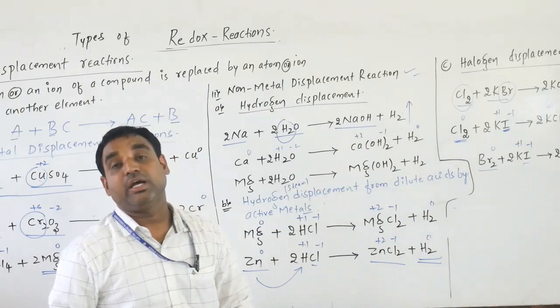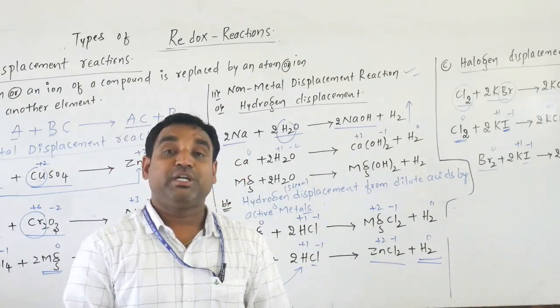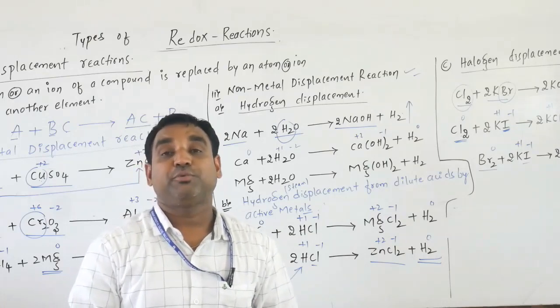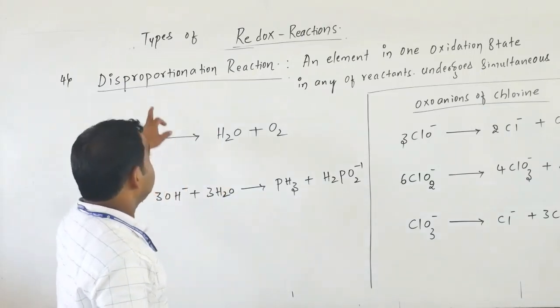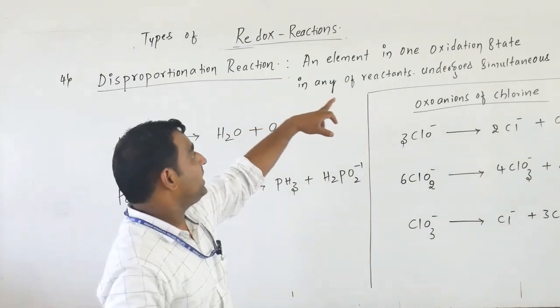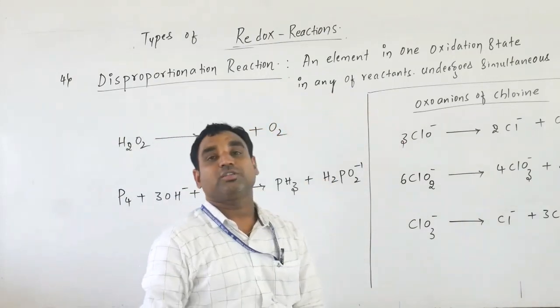One more is a halogen displacement reaction. This is about the displacement reactions, and now we will discuss the fourth one, the disproportionation reaction. The fourth type of redox reaction is the disproportionation reaction. Here an element in one oxidation state in any of the reactants undergoes simultaneous oxidation and reduction.